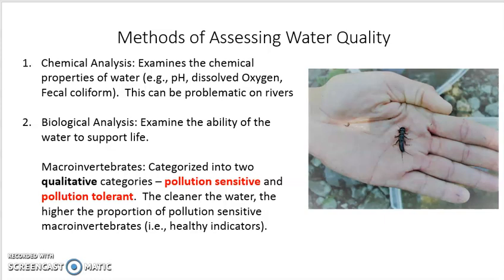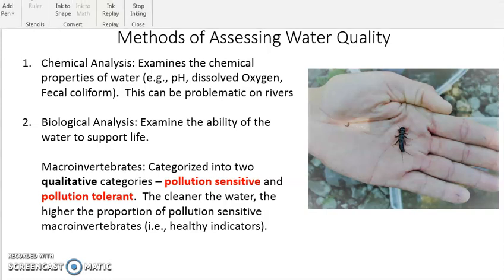So another way that biologists assess water quality is biological analysis, which examines the ability of the water to support life. One of the primary ways to do that is through macroinvertebrates, or bugs. Bugs, unlike fish, do not spawn. They do not swim up and down the river as much, so they're easier to assess. You can examine a sample of bugs in a particular area. And bugs, for this purpose, are categorized into two, and I'm going to emphasize this, qualitative categories.